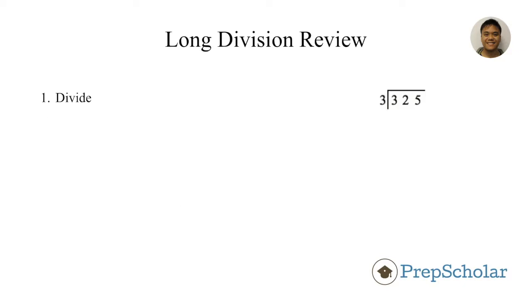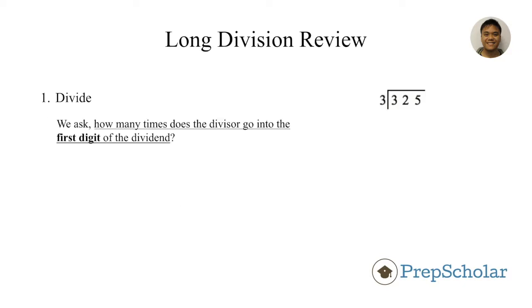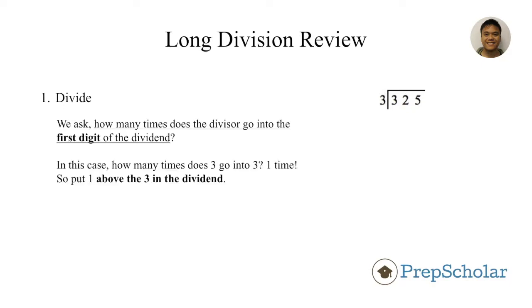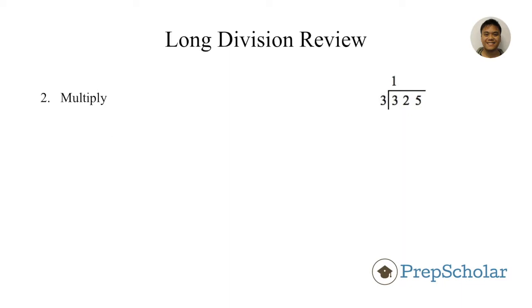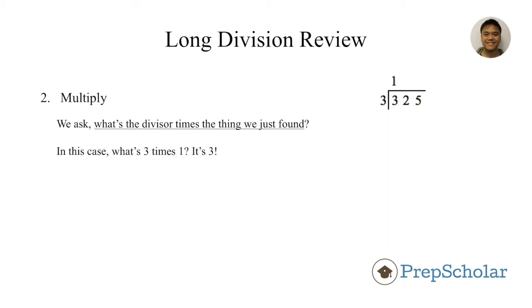First, we need to divide. So we need to ask, how many times does the divisor go into the first digit of the dividend? In this case, how many times does 3 go into 3? And that's one time. So we put a 1 above the 3 in the dividend, and it looks like this. Next step is to multiply. So we ask, what's the divisor times the thing we just found? In this case, what's 3 times 1? And that's just 3. So we put 3 below the 3 in the dividend, and it looks like this.